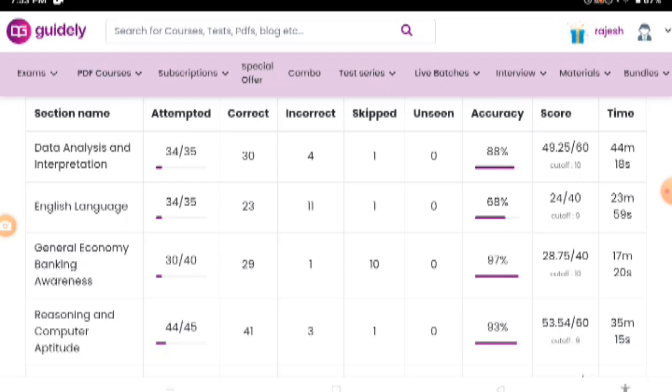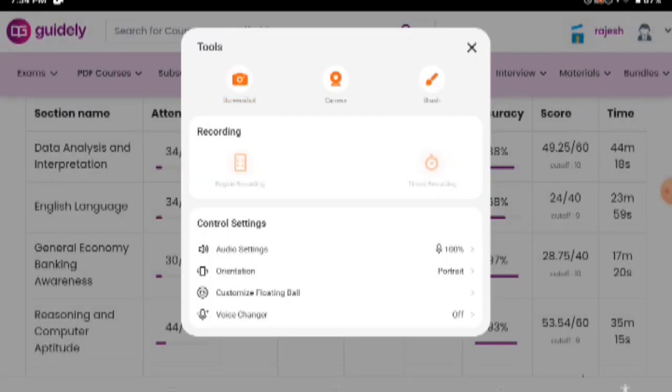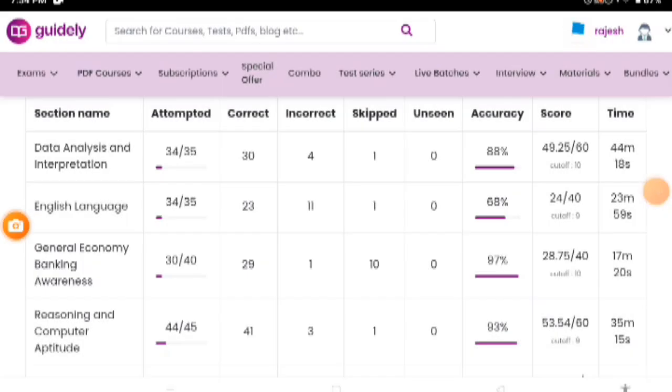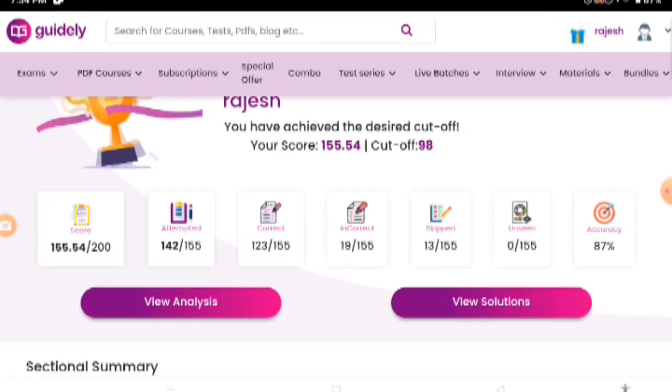And in reasoning, 44 attempted, 41 correct, 3 wrong, I got 53.54. So this is my section-wise score. If anyone attempted this mock test, please share your score in my comment section. Let's see the analysis. My accuracy is 87%. The cutoff for this mock test is 98.